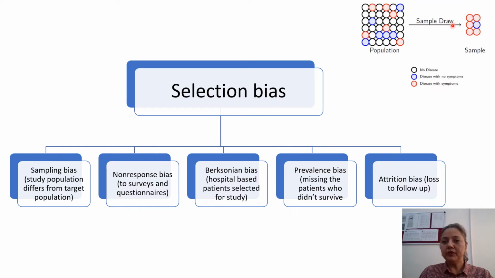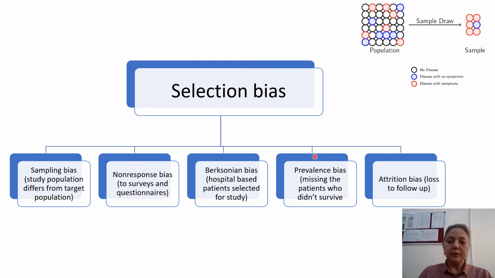When we have drawn the sample, we considered only two groups, with disease and symptoms and with disease, no symptoms. But the third category has been left out. So this sample is not a true representative of the population. Similarly, another category of selection bias can be non-response bias. That is, we selected the people who will respond to our questionnaires, but they have not responded, leading to wrong results. Another is Berksonian bias, already described. We are taking cases and controls from a hospital setting rather than from the general population.